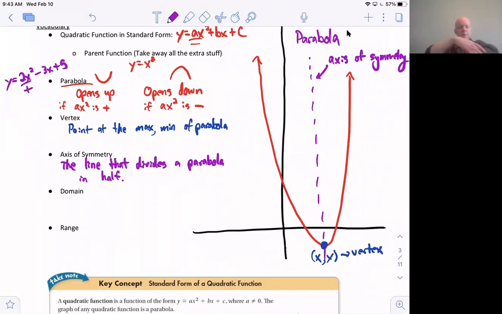I should say something else about the axis of symmetry. The axis of symmetry also has a particular form that we write it in. It's always going to look like x equals and then some number right there. So you might remember that lines that look like x equals are vertical lines. And that's what the equation for the axis is going to be. It's going to be a vertical line that looks like x equals something. So whatever the x coordinate is right there, that's going to be the equation that the axis of symmetry depends on.